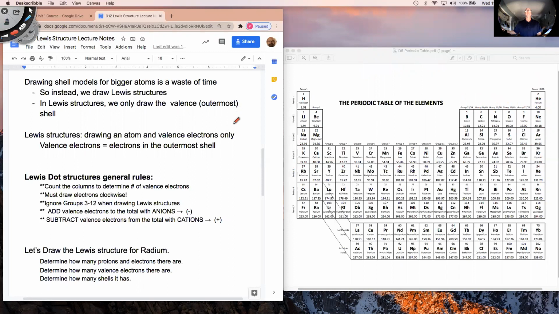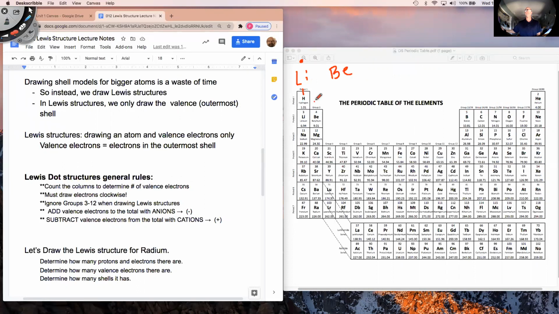So for example, how are we going to do this? First, you're going to count the columns to determine the number of valence electrons. Again, 1, 2, 3, 4, 5, 6, 7, 8. Next, you're going to draw the electrons, and you're going to draw the electrons clockwise. So I'm going to start here with lithium. Lithium has 1 valence electron, and we're going to start right up here. There's our 1 valence electron.